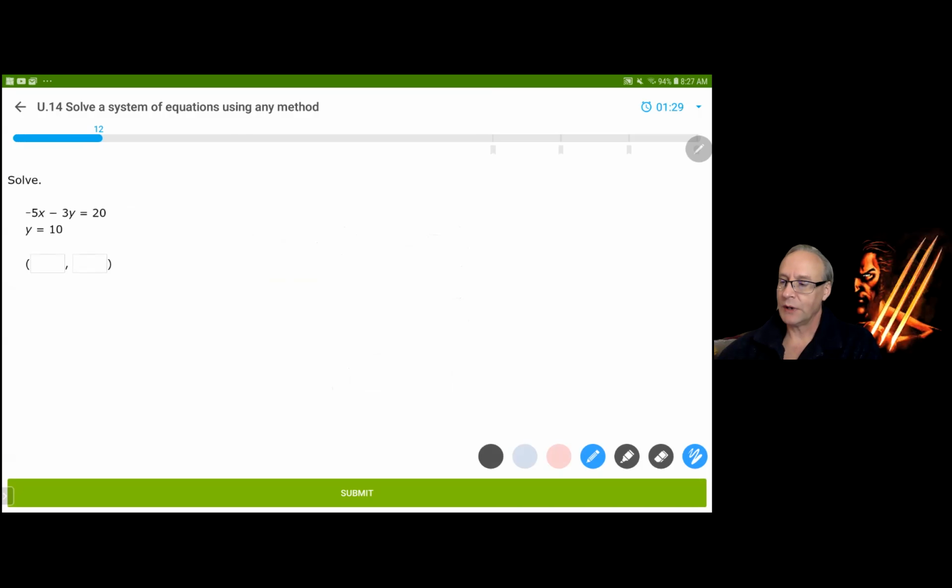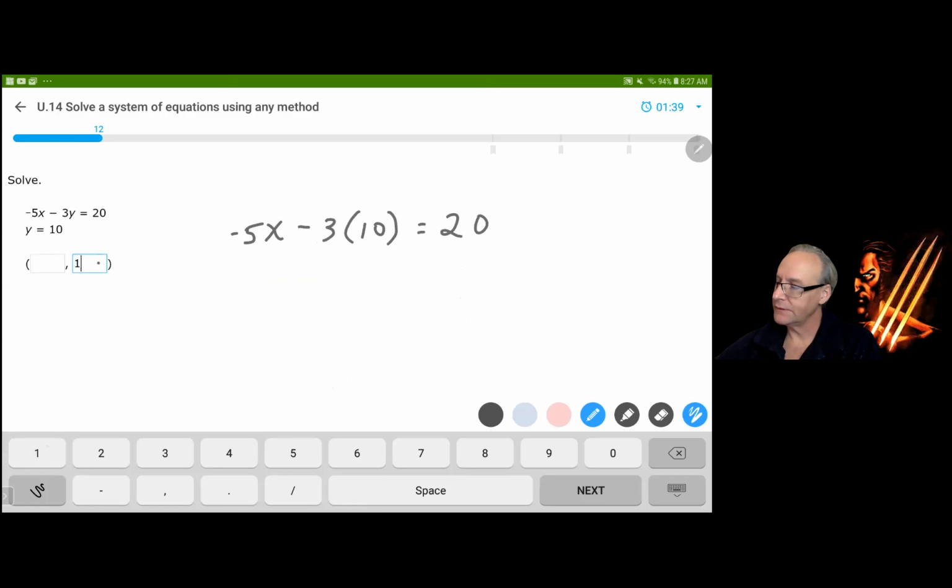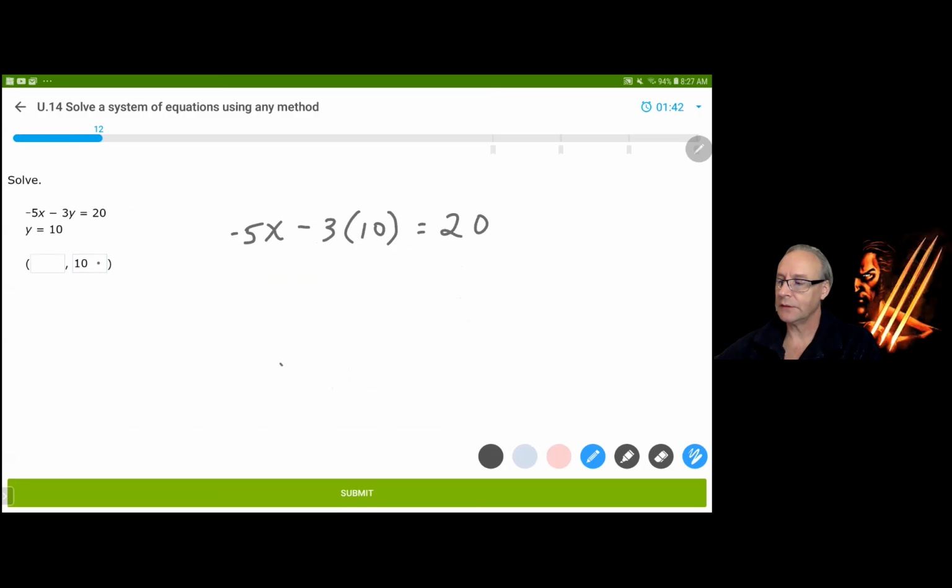Oh, same type of problem. -5x. I'm not going to explain it quite so much this time. I just substituted the y. I could put the y in right from the very beginning. Notice I already have it. Now I'm going to be careful not to touch my submit here. -5x minus 30 is equal to 20. We're going to have to add 30 to both sides. So we get -5x is equal to 50.